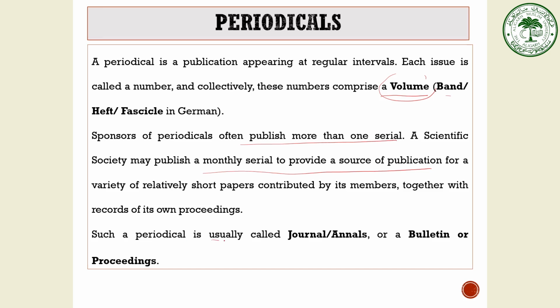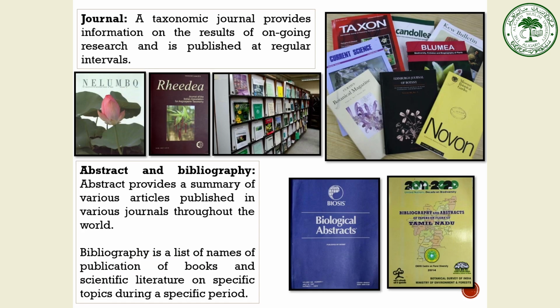Such periodicals are usually called journals, annals, bulletins, or proceedings. So those periodicals are also called journals or annals, and they have a frequency of publishing. They may be published monthly, biannually, half-yearly, or annually. So these are journals published at a certain specific gap, from monthly to annually. That is why they are called periodicals, because they have a certain specific time of publication.